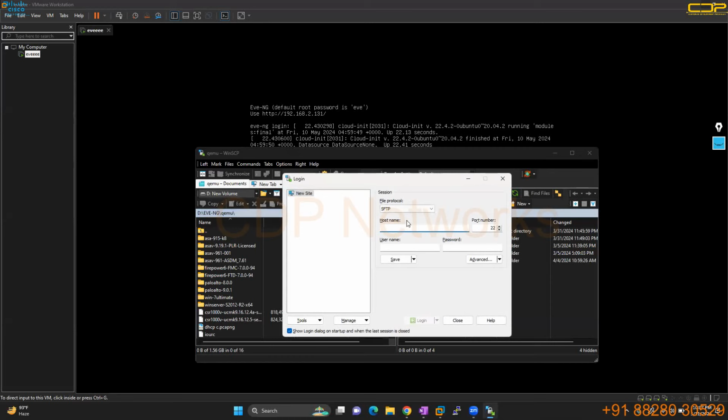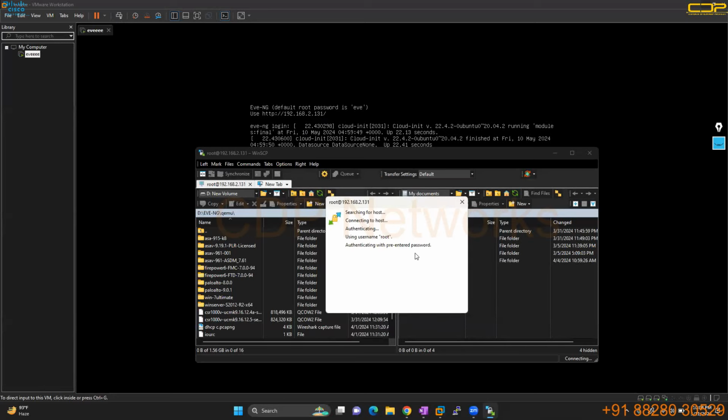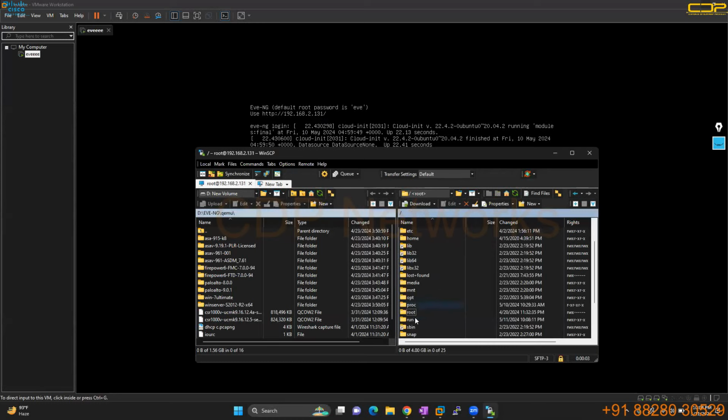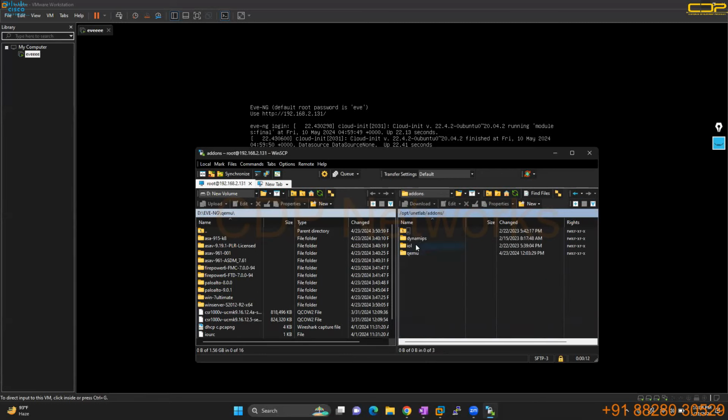So here you have to write this IP, 192.168.2.131, that you got on your EVNG. The default password is root and eve for every EVNG machine. Here I will show you where the images are. You will go to /opt/unetlab/addons. Here you are going to install all the Cisco IOL images, meaning Cisco routers and Cisco switches, layer 2 and layer 3 devices, in the bin folder. So these are your license files. You are going to install all these files. I'm going to share the files with you.